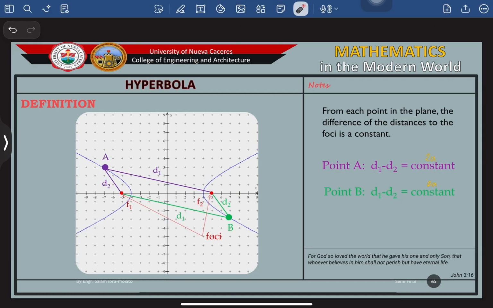Kaya kahit na meron ka ditong isang point, tapos dadaan siya, or i-connect mo siya dun sa another point along the hyperbola, ito yung sabihin natin d sub 3. Then, from that point to the next focus, d sub 4. Therefore, yung difference ng d sub 3 and d sub 4 is also equal to 2a.